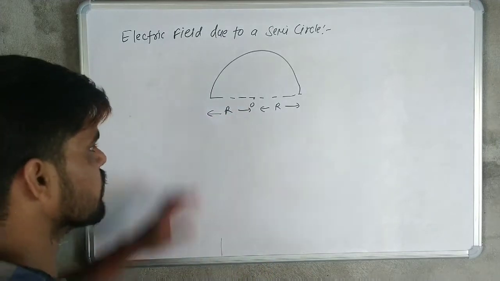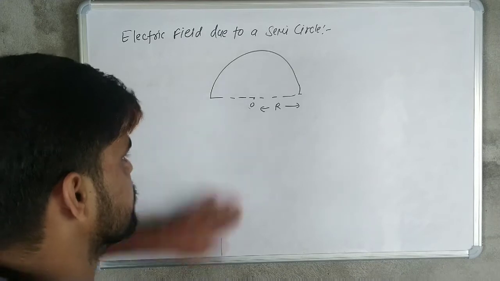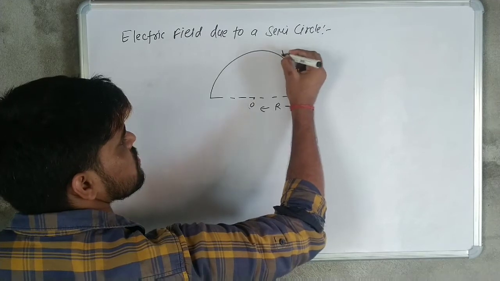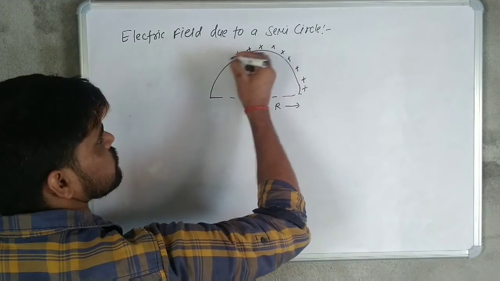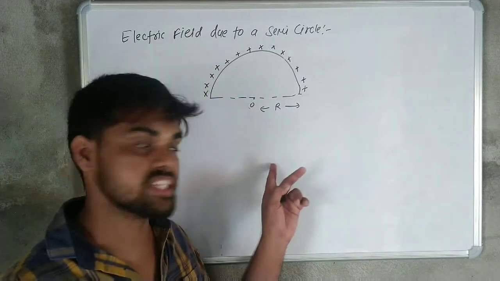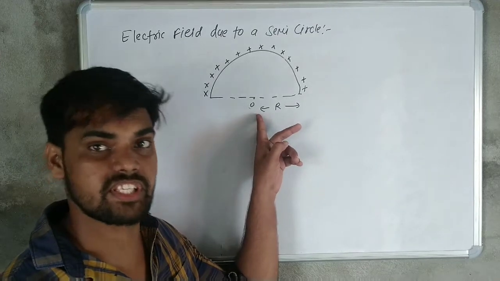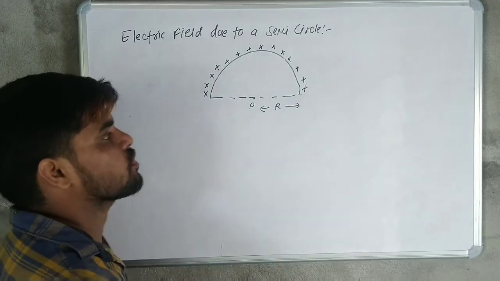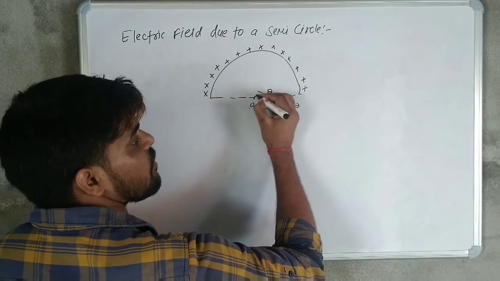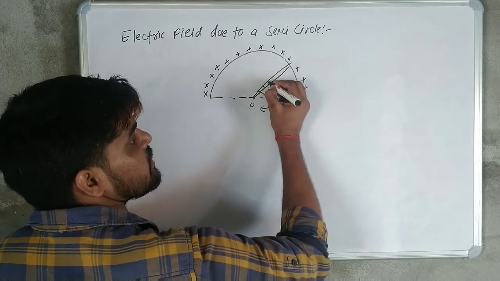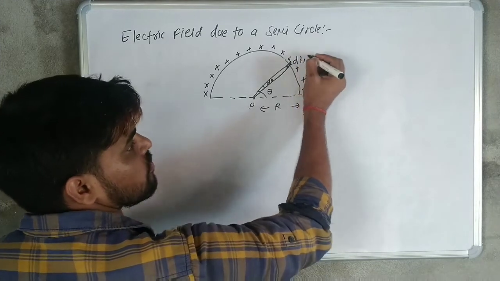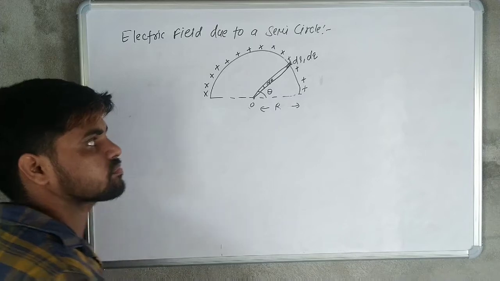The positive charge is distributed on this semicircle. We have to find the electric field at the center of this semicircle. Let me take a theta angle. We cut a small element dl, subtending d theta, where the charge is dq.